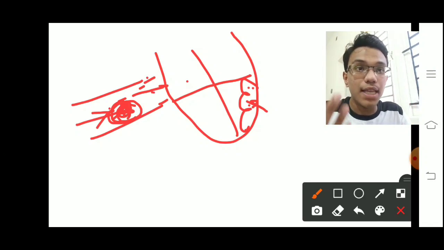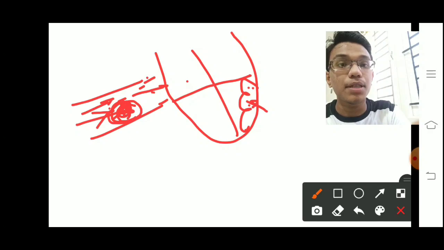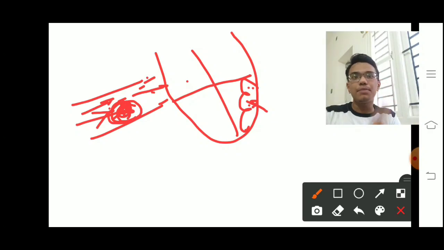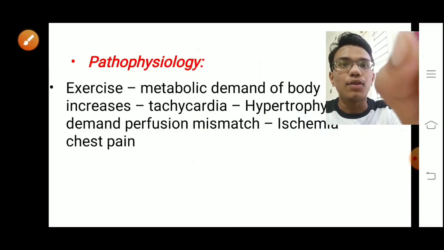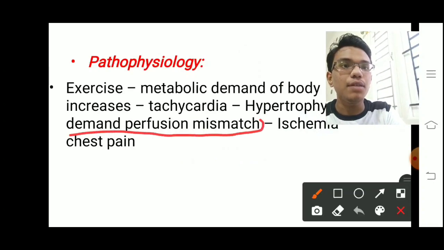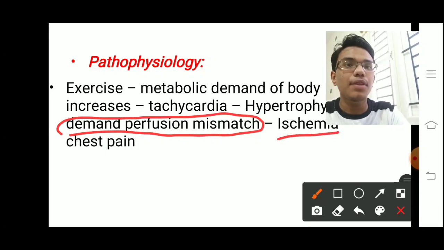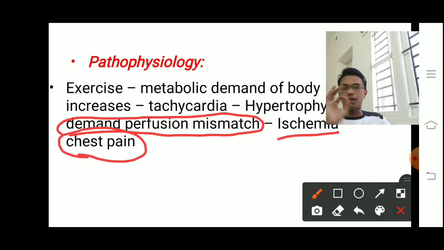But when the patient starts exercising, when hypertrophy occurs, then the demand for oxygen and blood supply increases. But the blood flow is not increased in this situation. Why? The blood flow is restricted or limited because of the occlusion by this atherosclerosis. So the patient undergoes a state which is actually demand perfusion mismatch, okay. Then it leads to ischemia and the patient experiences chest pain, which is the classic clinical feature of that, okay. That is the pathophysiology behind stable angina.